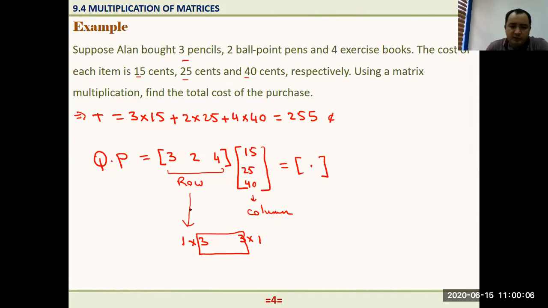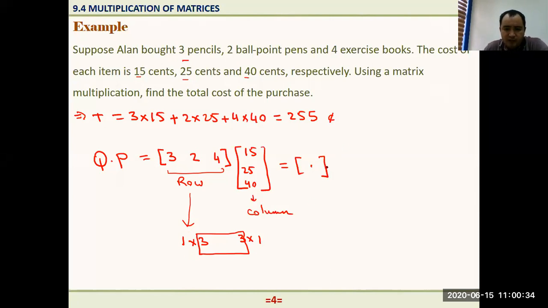Okay. So to multiply a row matrix by a column matrix, the first requirement is that the number of columns of the first matrix must be equal to the number of rows of the second matrix. Just write the dimension of the first one, the second one, and draw a rectangle. These two numbers, are they equal or not? If yes, continue. If not, just stop and write it's not possible. Okay? So if they are equal, the resultant matrix order will be 1 by 1.